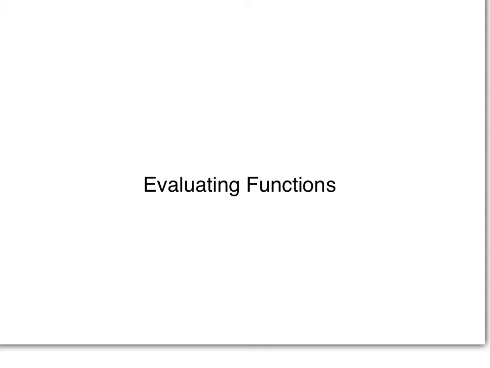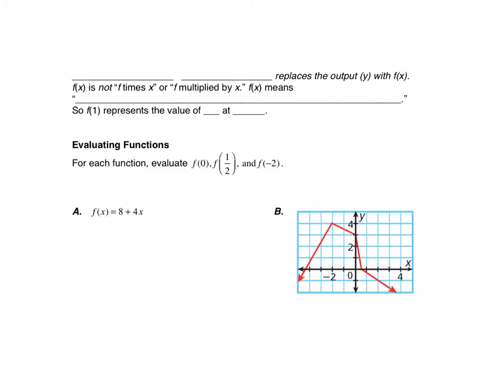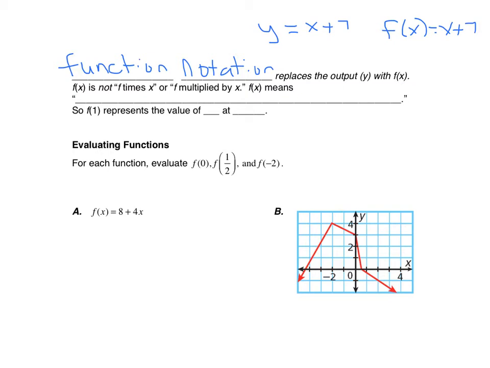In this lesson, we are looking at evaluating functions. So we'll look at function notation. Function notation replaces the output y with f of x. So where we used to have y equals x plus 7, in function notation we replace the y with f of x, and it still reads x plus 7. So we basically are using notation to replace y.